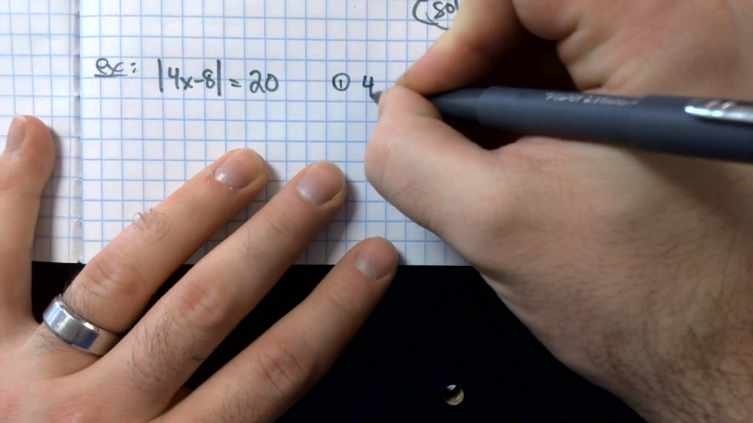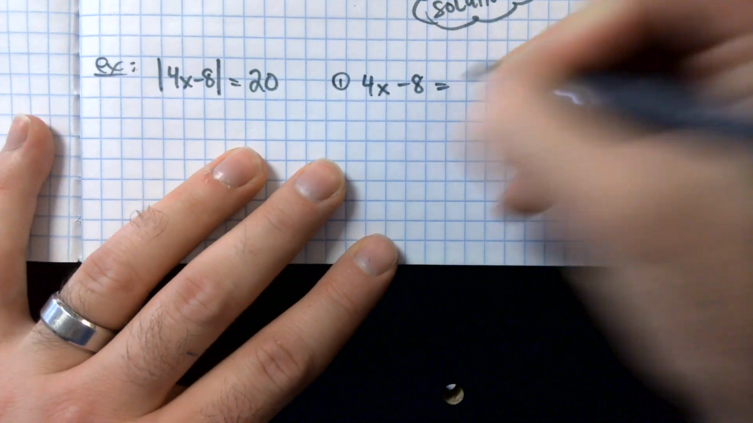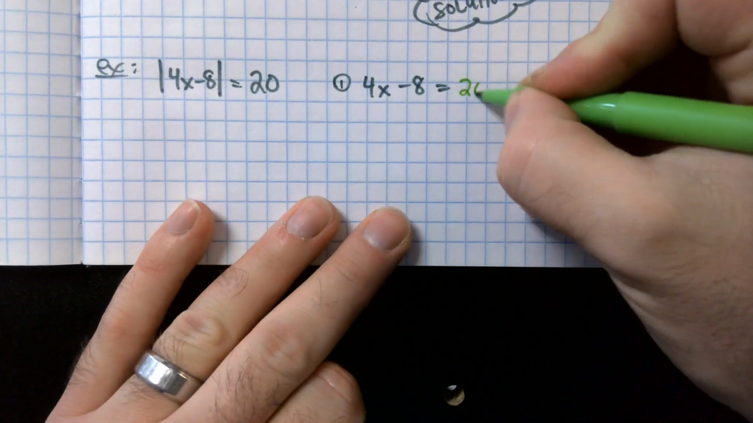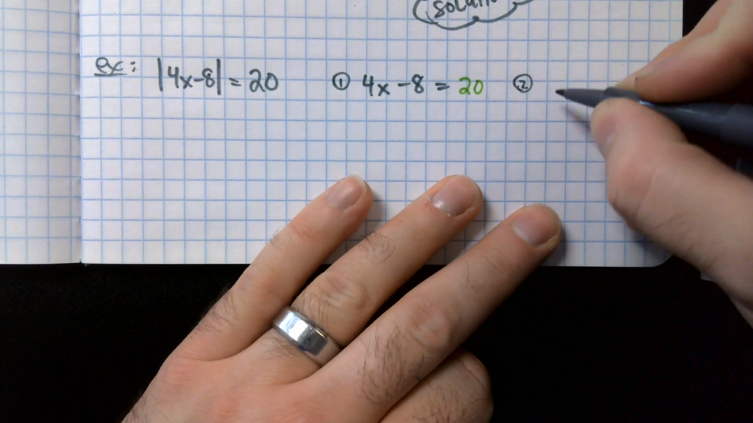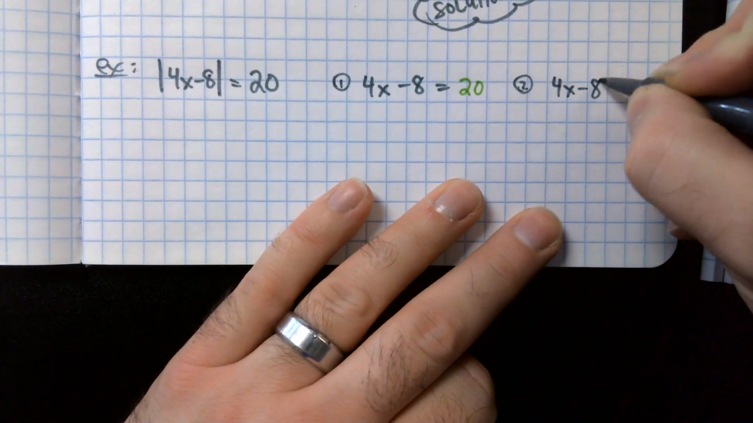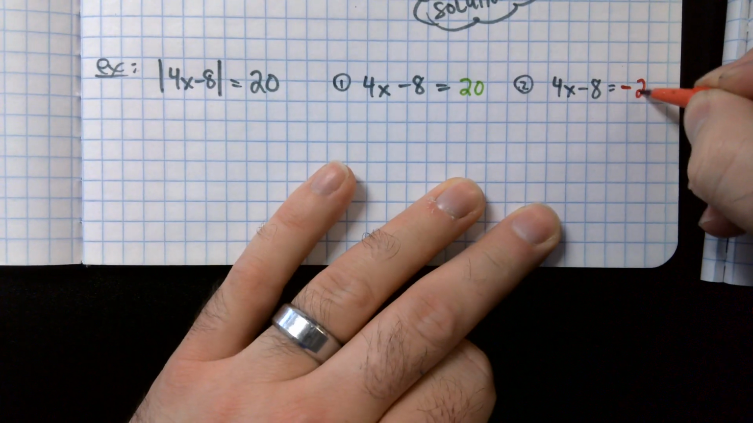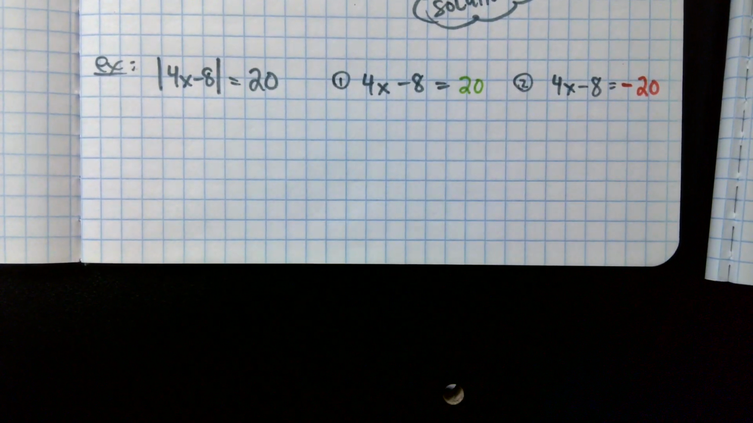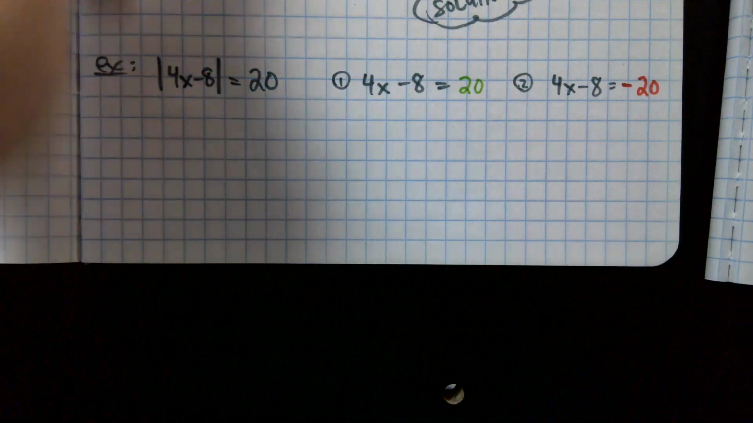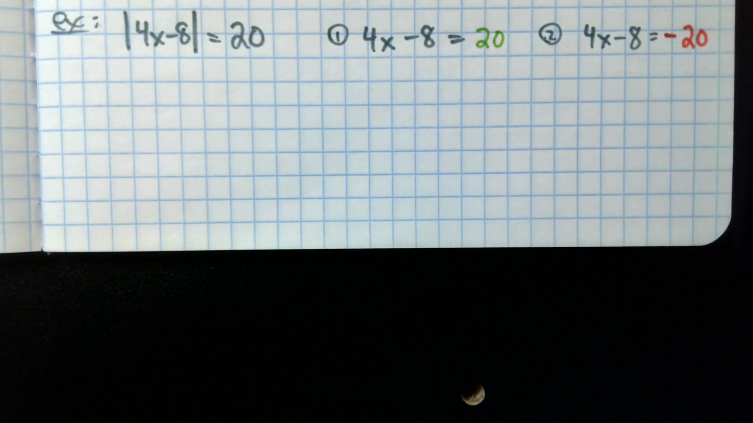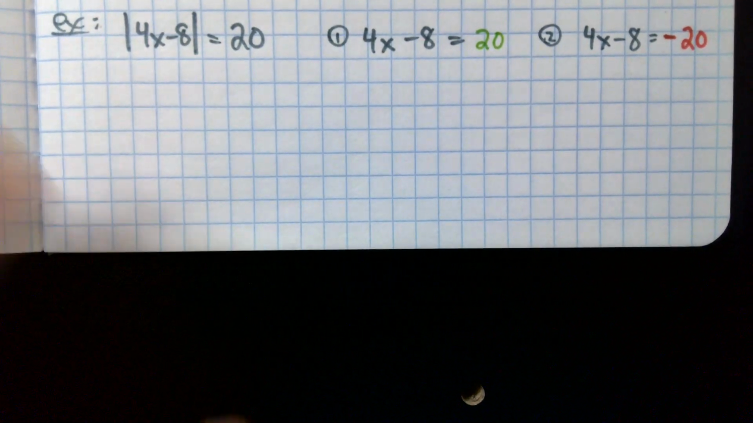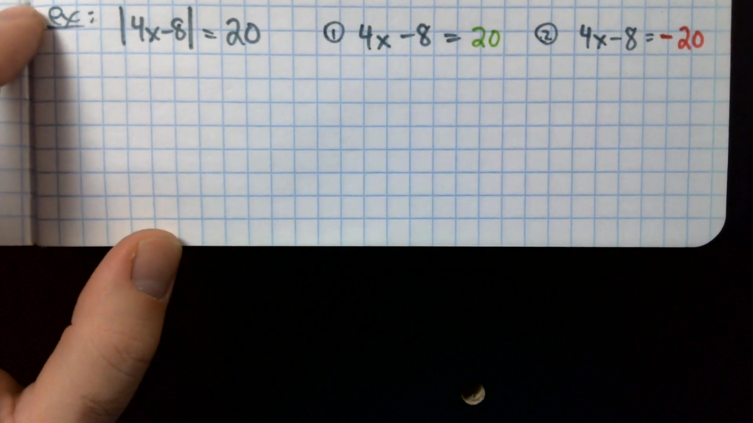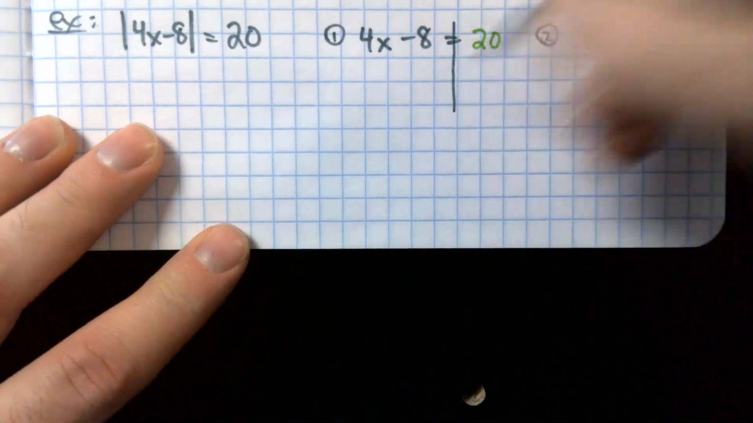I could split this up into two completely separate equations. 4x minus 8 equals positive 20, and 4x minus 8 equals negative 20. It's the exact same thing as what we did in the previous problem, except instead of having one big joint equation, it's two separate equations, which for some people helps us understand it a little bit better. It is slightly more work, but it's the same thing. I'm going to split my equal signs.